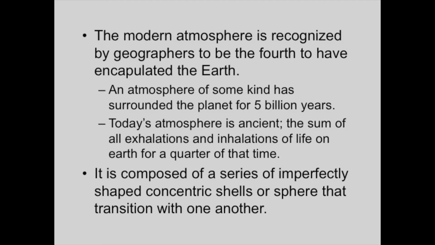The Earth's atmosphere is a series of imperfectly shaped concentric shells or spheres that transition one into the next. Each of these spheres are bound or connected to the planet by gravity. The atmosphere itself exerts weight. It presses downward under the pull of gravity onto the planet, onto the surface of the planet.